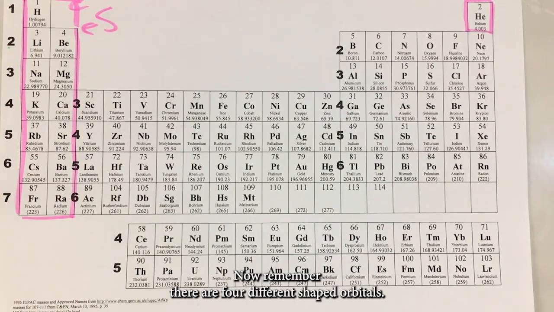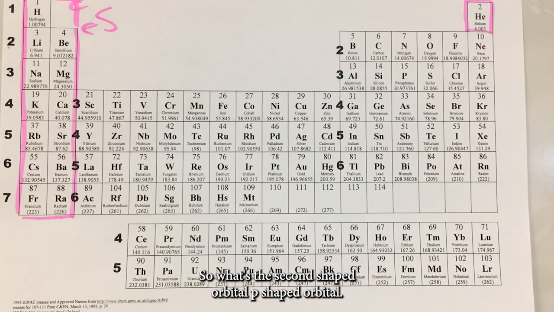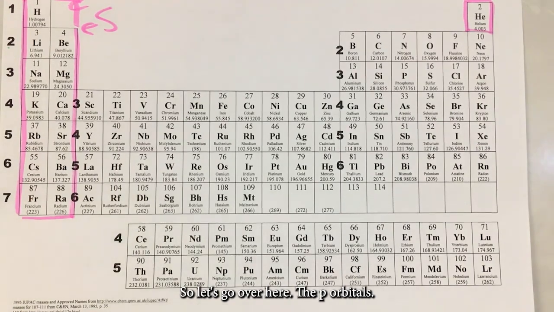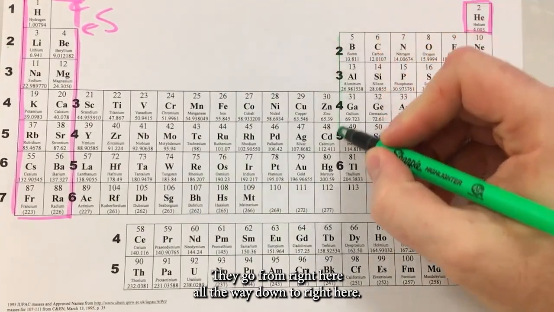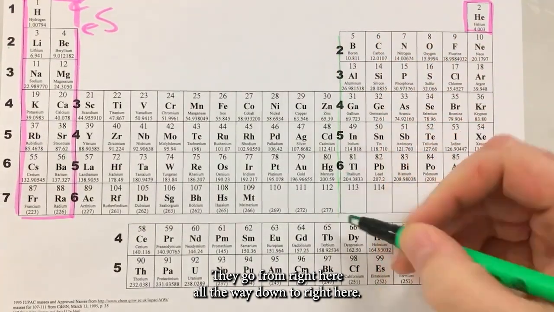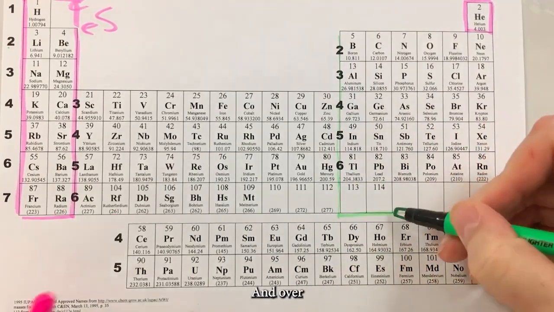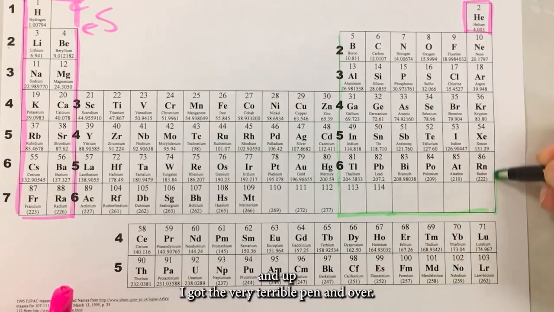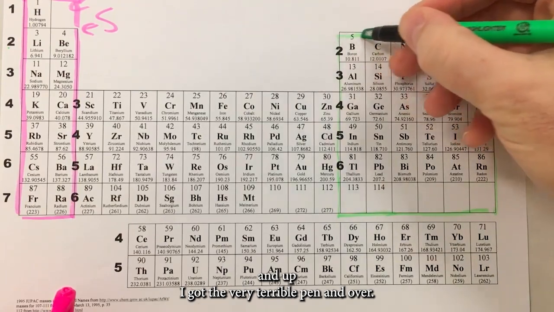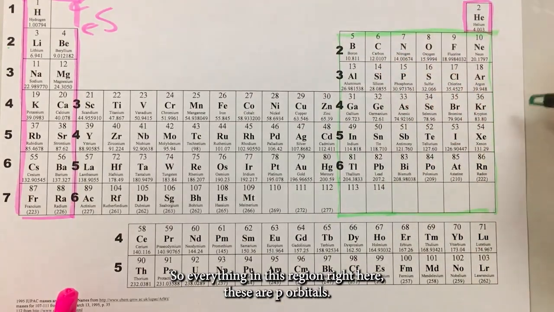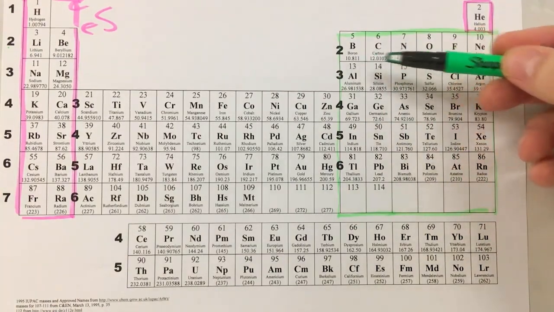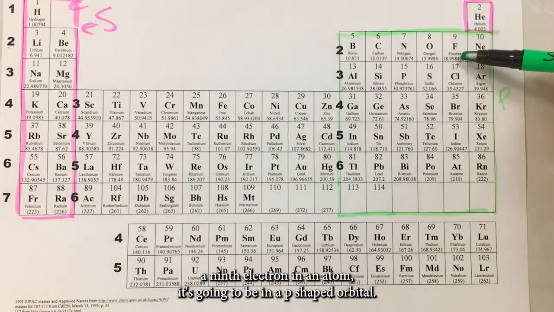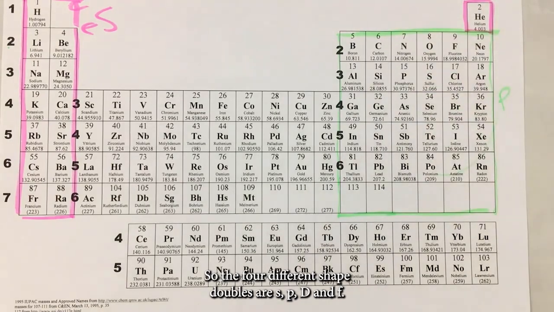Now remember, there are 4 different shaped orbitals. So what's the second shaped orbital? P-shaped orbital. So let's go over here. The P orbitals go from right here all the way down to right here, and over and up. Everything in this region right here is p orbitals. So if I'm dealing with the 9th electron in an atom, it's going to be in a p-shaped orbital. The 4 different shaped orbitals are s, p, d, and f.